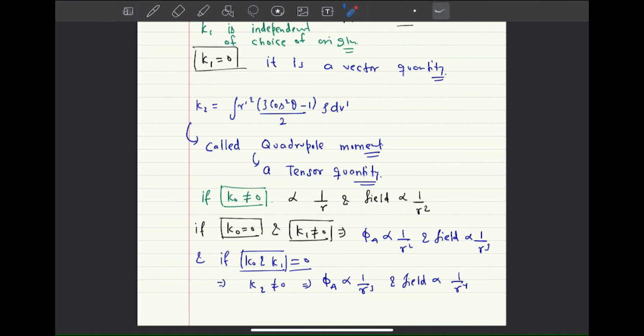An important point to note here is that if K0 is non-zero, then no matter how large K1, K2 and so on may be, if we go out to sufficiently large distances, the K0 by r term will win out. That is, potential will depend only on 1 upon r, not on 1 upon r square and 1 upon r cube or anything else.